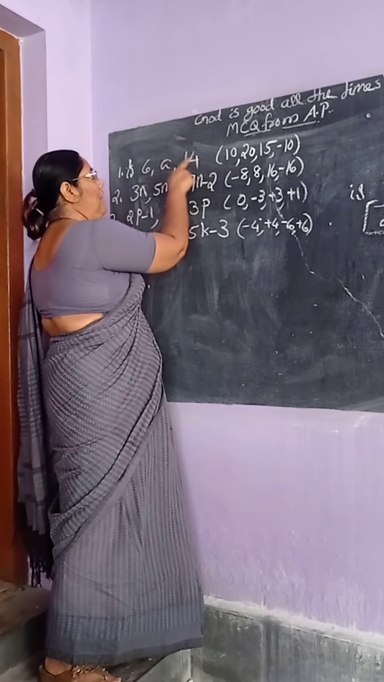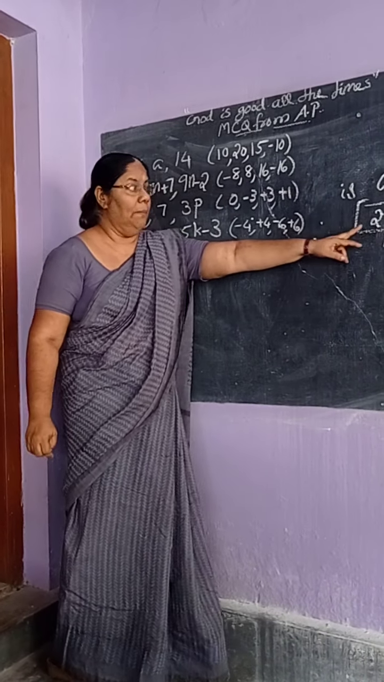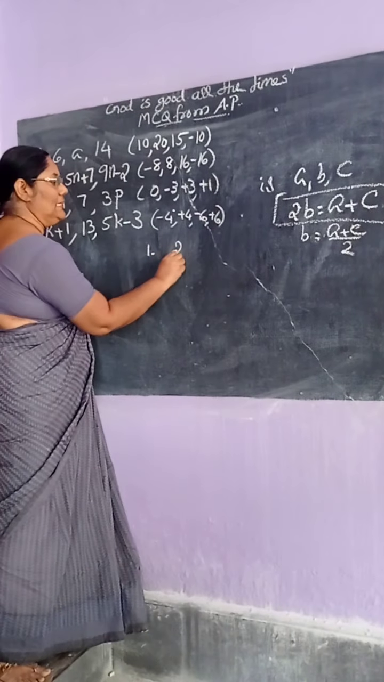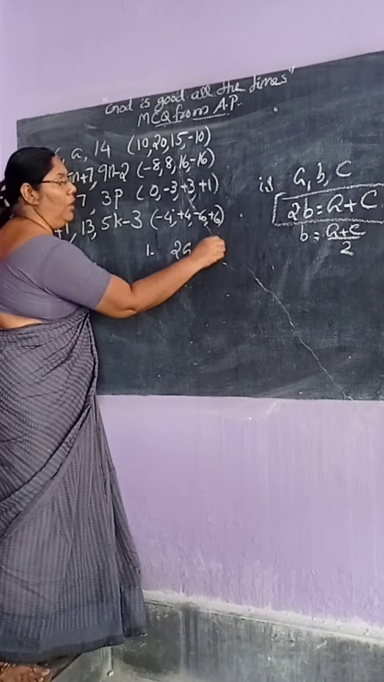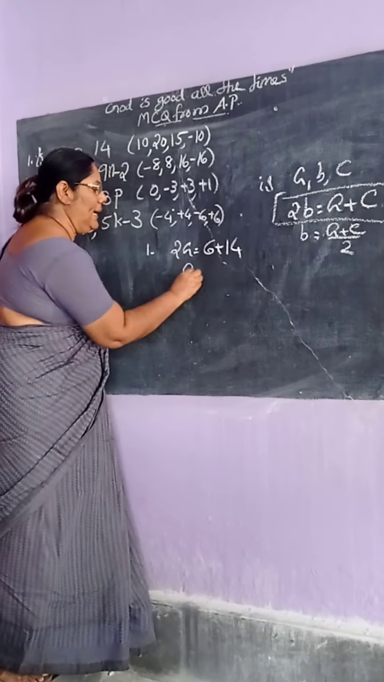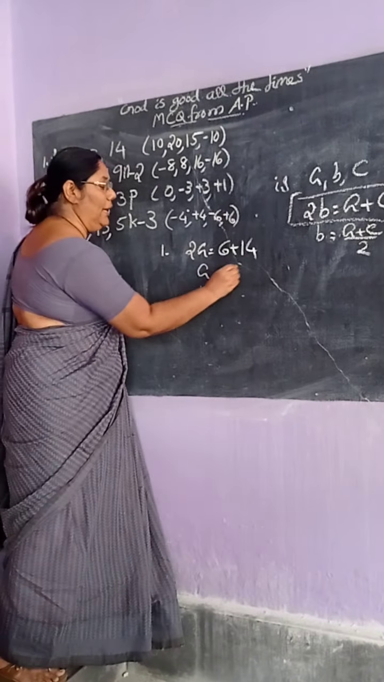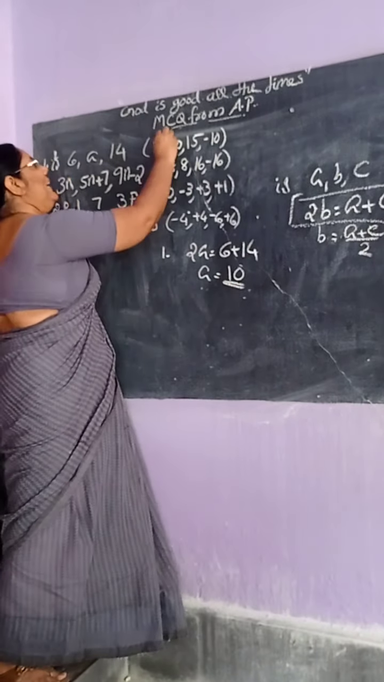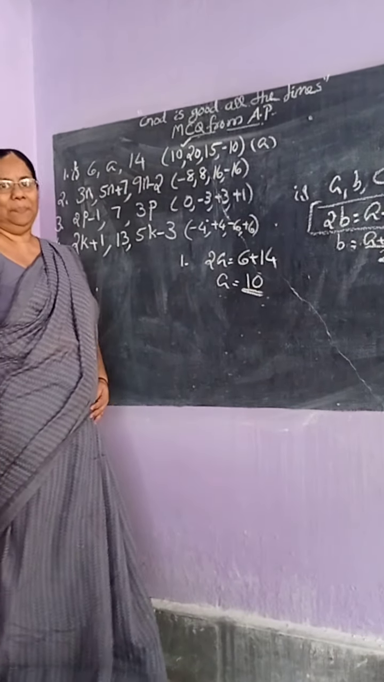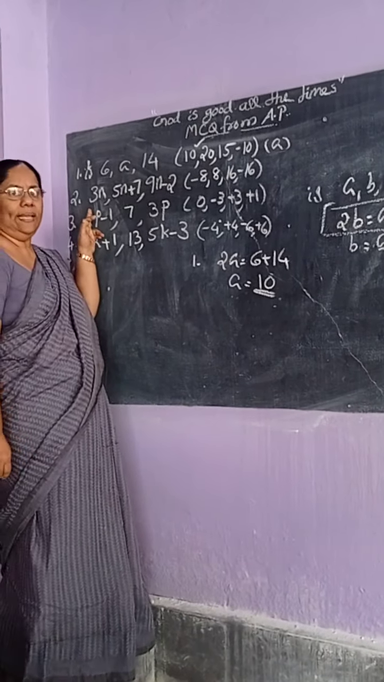Okay, if 6, a, 14 are in AP, then we know that twice the middle term, 2a, is equal to the sum of the extremes, 6 plus 14. From that, a equal to 14 plus 6, 20, 20 by 2 equal to 10. Isn't it? Therefore, option A is correct. Understand? Now, write the next question.